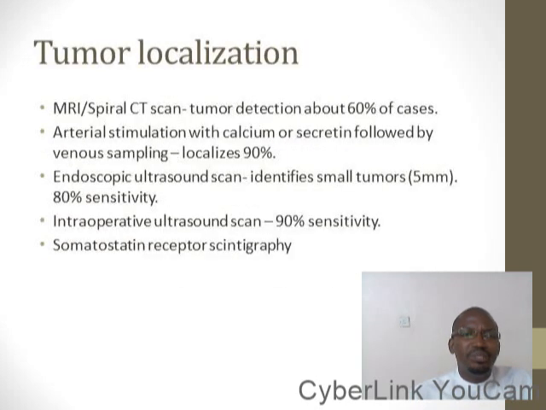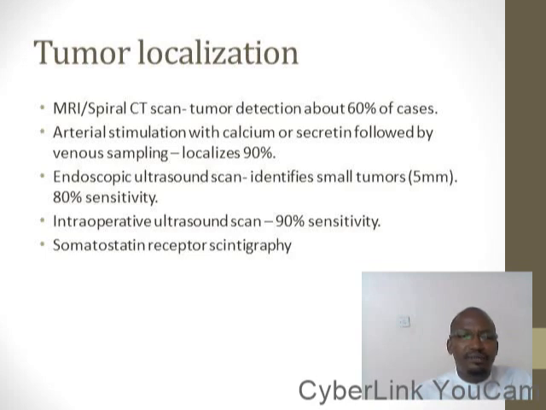The investigations for tumor localization include the MRI or CT, especially the spiral CT scan. This detects tumor in about 60% of cases. Other very important ones include arterial stimulation with calcium or secretin, followed by venous sampling. It localizes tumor in about 90% of cases.